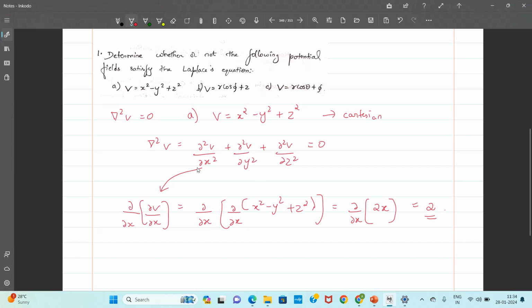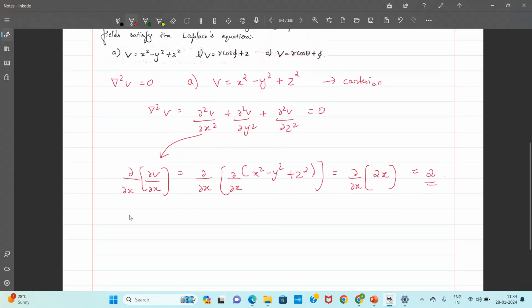2. So the first term, dou square v by dou x square, can be split into two terms, dou by dou x of dou v by dou x, and I am doing the differentiation one after the other. Since you're doing partial differentiation, other than the variable with respect to which you are differentiating, the remaining terms should be assumed as constant. Okay, so the first one is done.